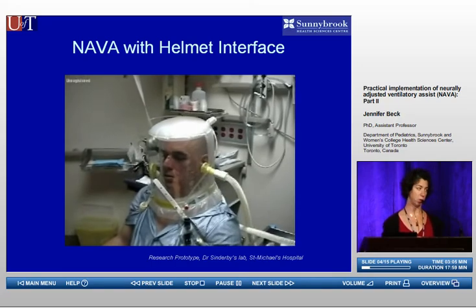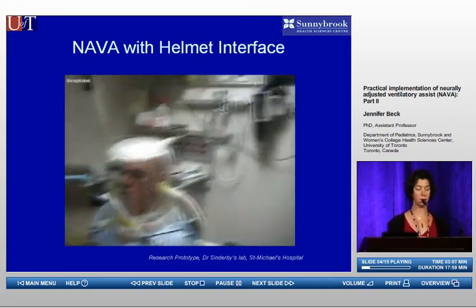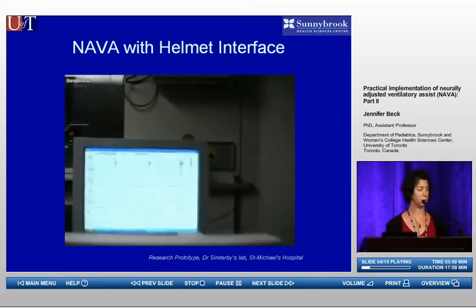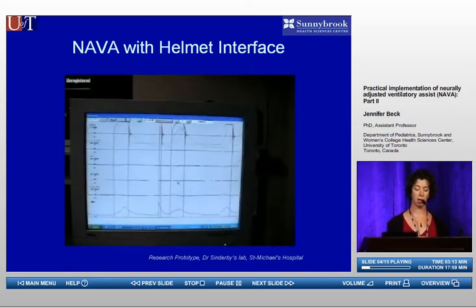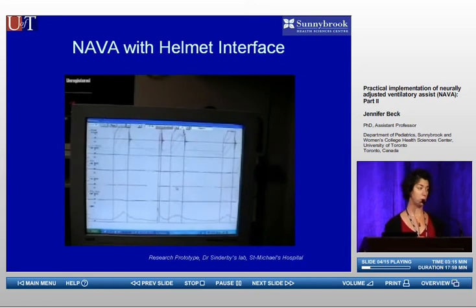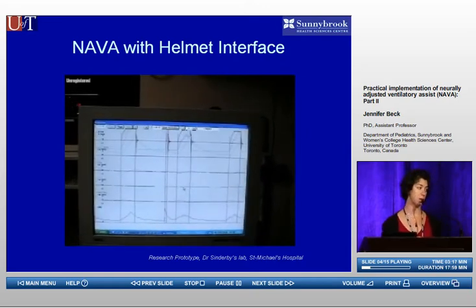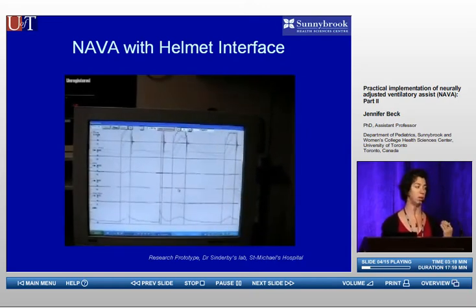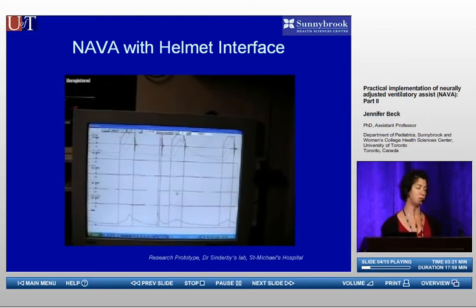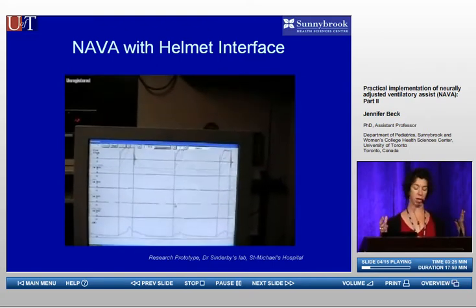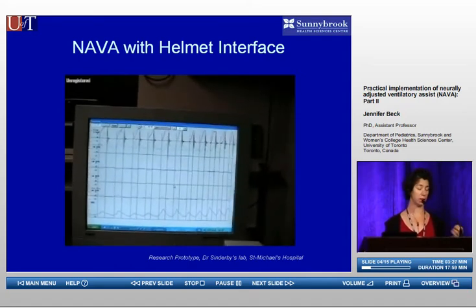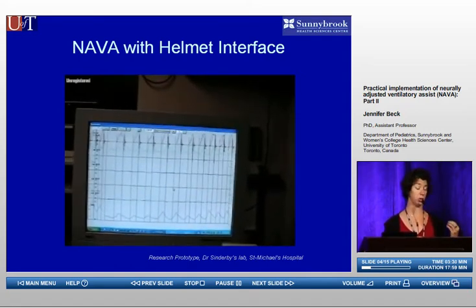I don't know if you're familiar at all with the helmet device. It's another type of non-invasive interface. I think Bob showed some pictures of it today. What I'm showing you here is a healthy subject who is breathing on NAVA with the helmet interface. Normally this is a device that's very hard to synchronize, because it is so large and it is hard to detect any kind of flow or pressure changes for triggering.